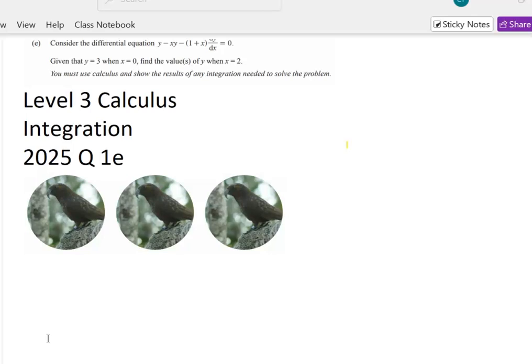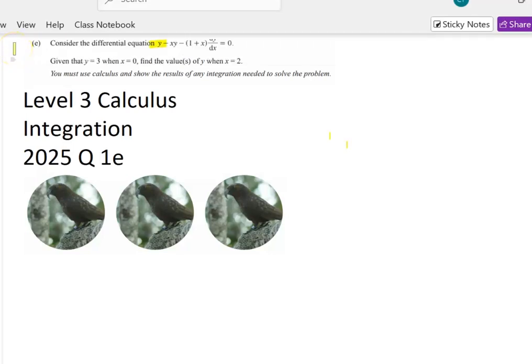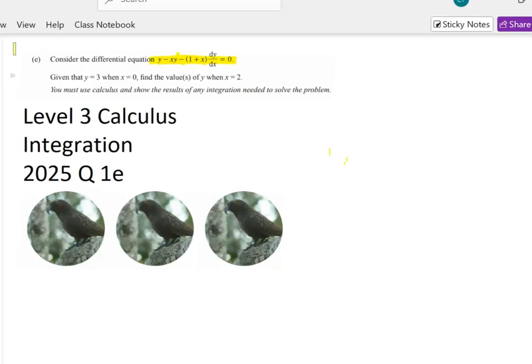It's a differential equation question, and we have to separate the variables in the usual way and then go on to figure out the value of y when x is equal to 2. Okay, so this is the DE here. Oh, it's just going off the screen. I'll get to that in a second.